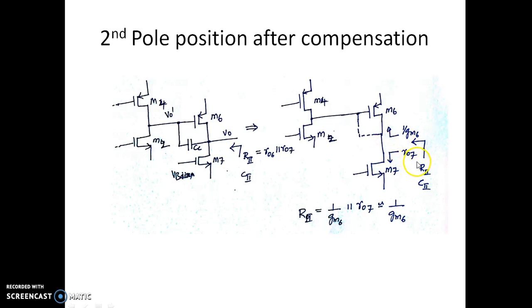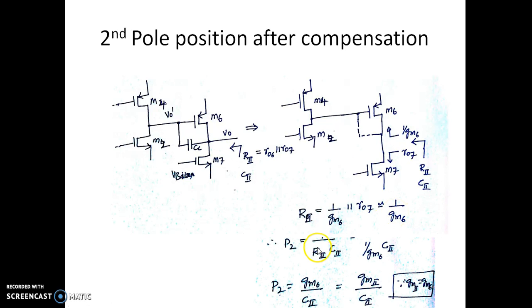Now actually the pole now after compensation will be this R2 into C2. So what is R2? R2 is no more R06 in parallel with R07, because looking into the drain, this capacitance after providing compensation becomes 1 over GM6. Now it is 1 over GM6 in parallel with R07. Since 1 over GM6 is very small compared to R07, R2 is actually 1 over GM6 only.